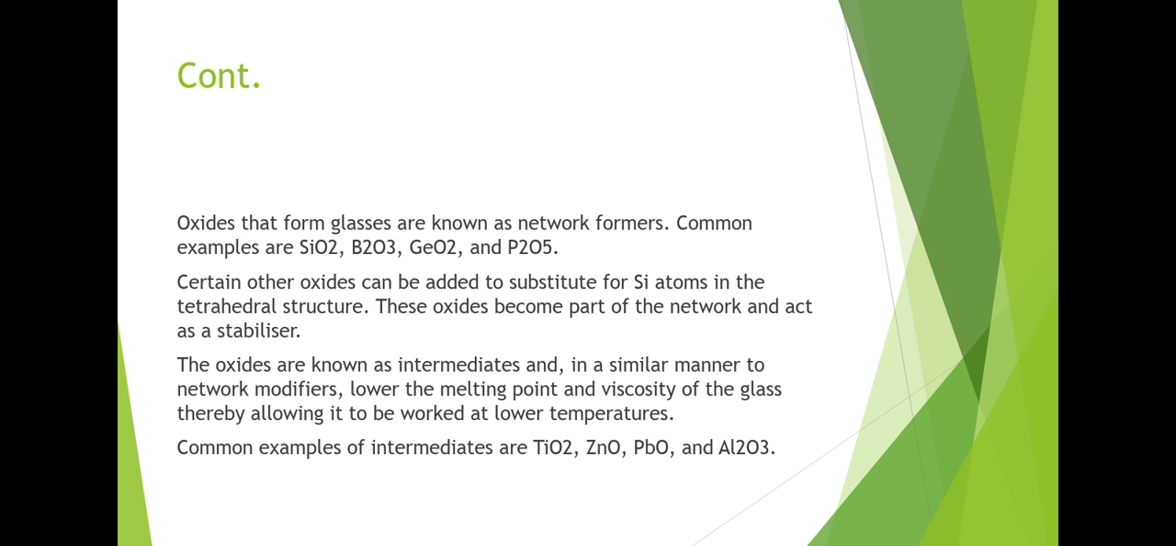Certain other oxides can be added to substitute for silica atoms in the tetrahedral structure. These oxides become part of the network and act as a stabilizer. The oxides are known as intermediates and, in a similar manner to network modifiers, lower the melting point and viscosity of the glass, thereby allowing it to be worked at lower temperature. Common examples of intermediates are TiO2, zinc oxide, lead oxide, and aluminium oxide.